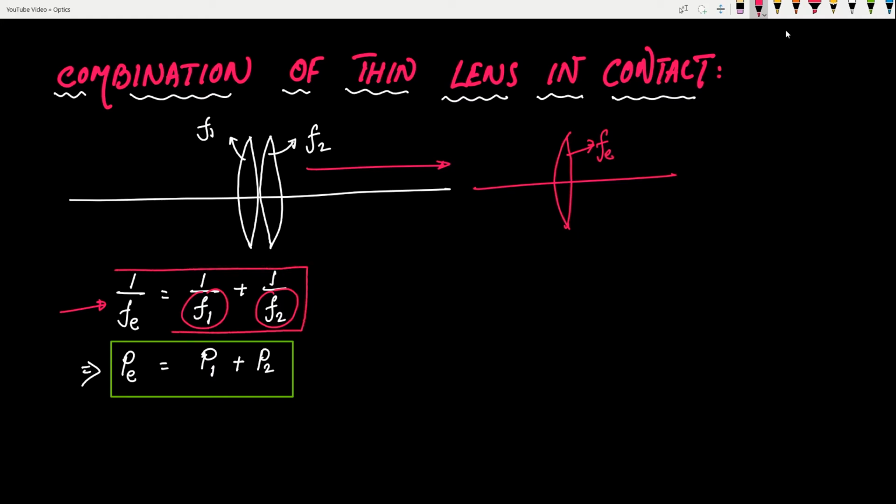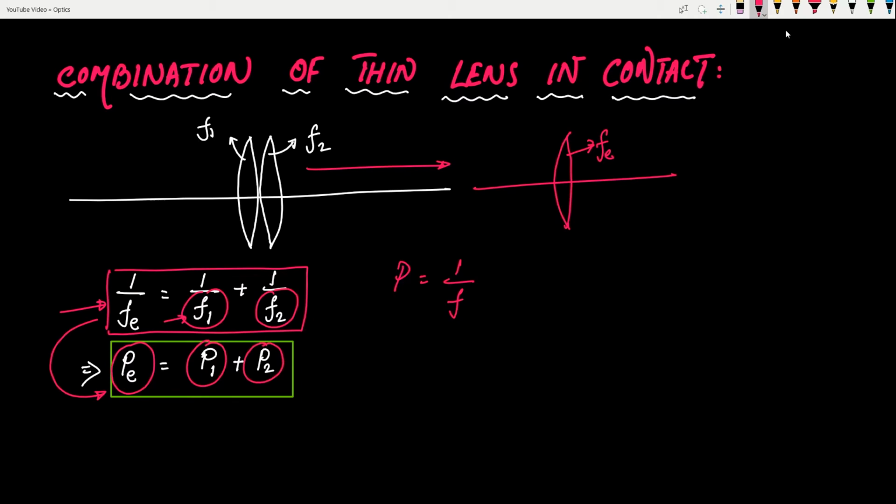So this is the formula. It depends on the number of lenses. Since we have used two lenses, we have written 1 by f1 plus 1 by f2. I hope this is clear. Therefore, if we use two lenses, then what will happen? We know power is given by 1 by f. Therefore, 1 by fe can be written as Pe, 1 by f1 can be written as P1, and 1 by f2 can be written as P2.